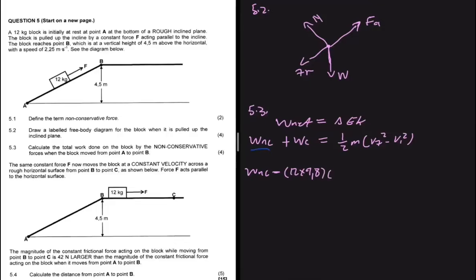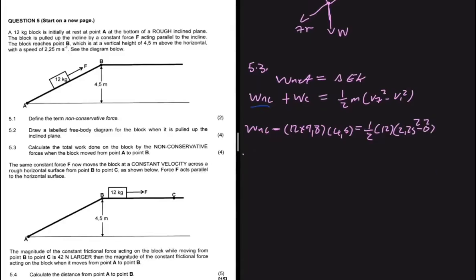The height is 4.5. We've already put a minus sign here, so there's no need for us to say cos of 180, and this is going to be equal to a half. The mass is 12, and then VF is 2.25. We square that, minus 0 squared.